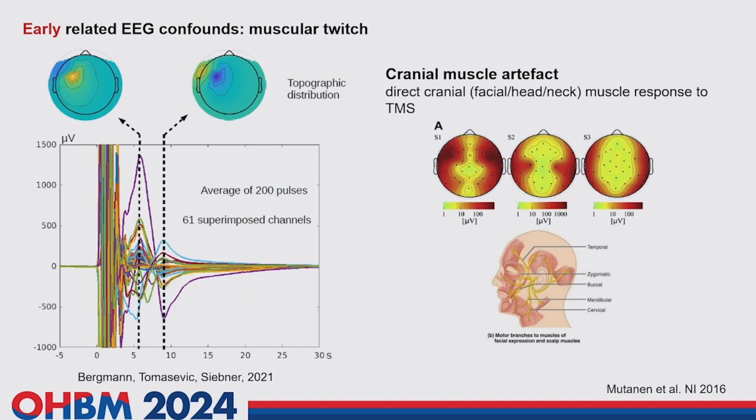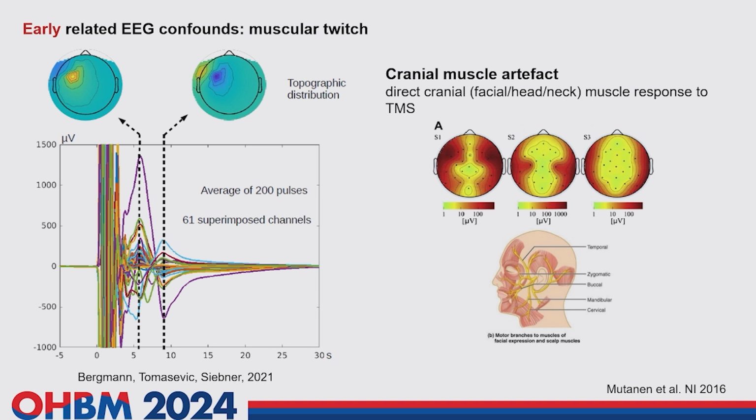The muscular twitch. This is another artifact that is very problematic in TMS-EEG. And it's due to the fact that TMS activates nerves or muscles on the skull. This provokes a twitch of the cranial muscles, and this twitch, as you can see, affects the first 10 to 20, 30 milliseconds of the response. It depends on the intensity of the stimulation and how close the coil is to the muscle.